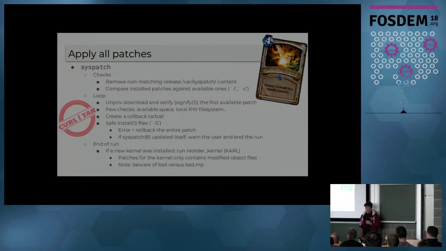And then at the end of the run, if a new kernel was installed, that is, if it was a kernel patch, then we run reorder_kernel. Reorder kernel is what we call KARL on OpenBSD. So it's a pretty new feature that I think landed like 6-8 months ago. It means Kernel Address Randomized Link.